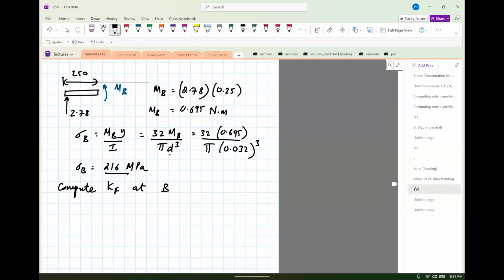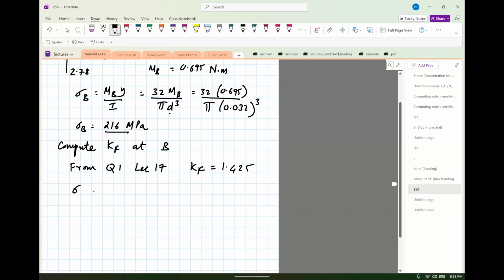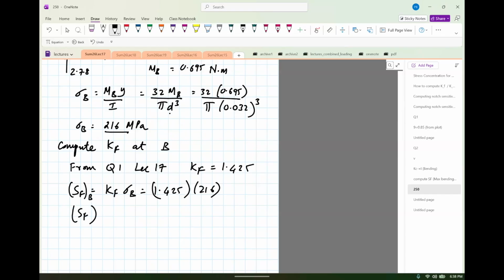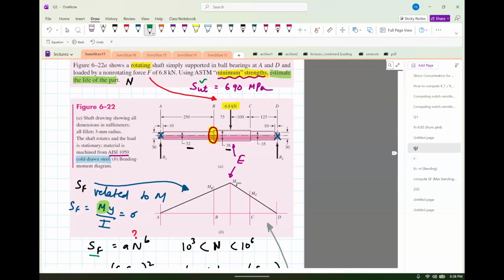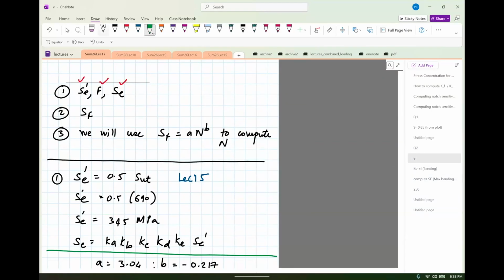So from Q1, in this very same lecture, we have Kf is 1.425. That means the stress at B, which we'll call SB, is going to be Kf times sigma at B. So 1.425 times 216 comes out to be 308. Let me put a B here to show that B is the maximum stress. It is 308 megapascals. So what we've done so far is compute SFB, the maximum stress, which appears at B. To summarize, we have computed SF. Now we'll use the formula SF equals A N raised to B to compute N.